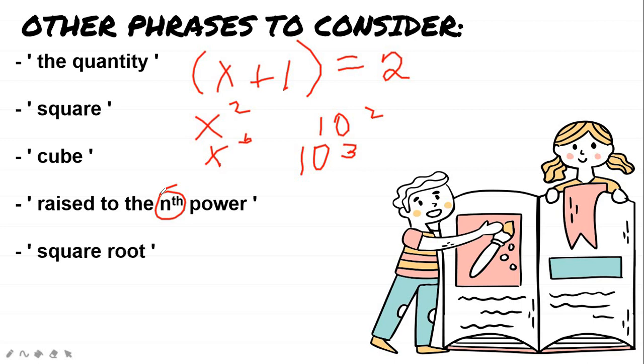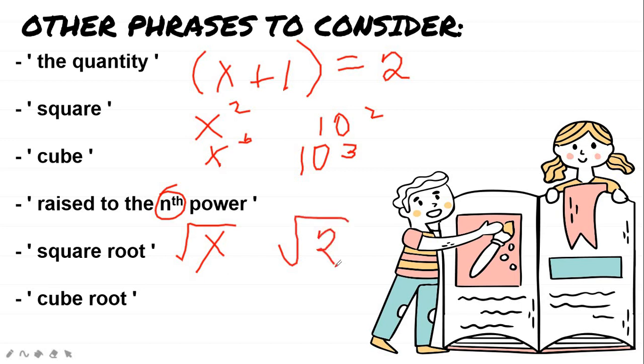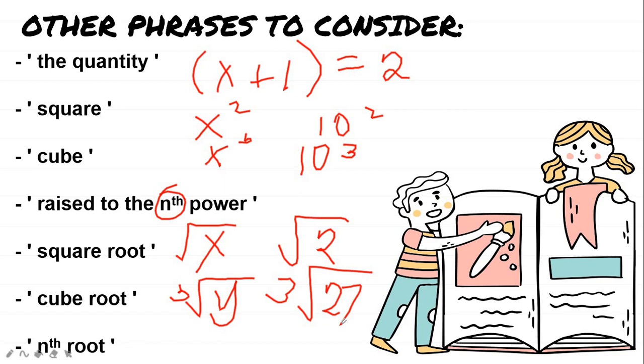Okay, so next is the square root, and cube root. The square root, for example, the square root of a number, square root of x. The square root of 2. For example, the cube root of y, or the cube root of 27. And then we have the nth root. It is the index. So pwede natin palitan ko ano yung gagamitin natin index. So pwedeng the fourth root, the fifth root, the seventh root, the tenth root, and etc.